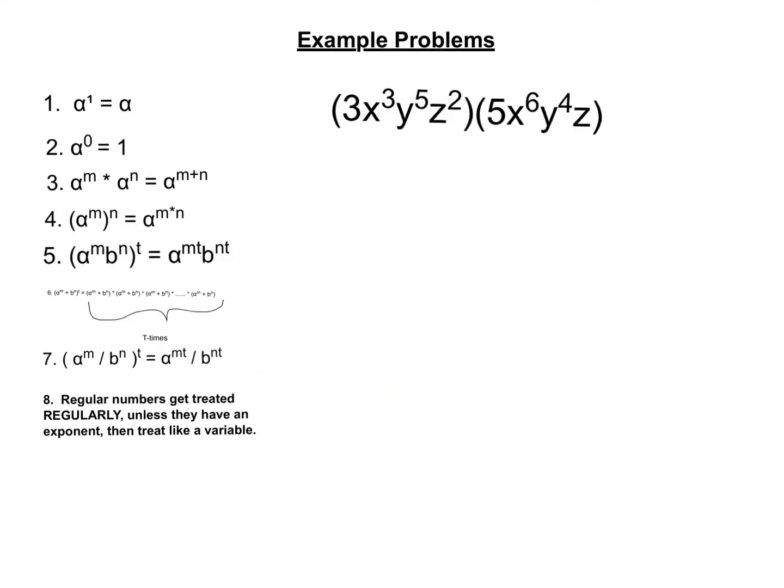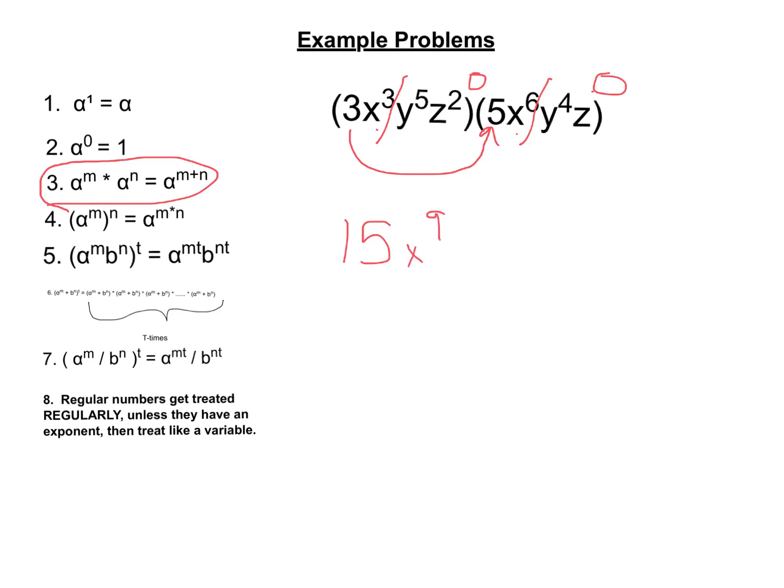Alright, so let's take a look at our first example. Now again, notice I don't have any exponents here on the outside, so I don't have to worry about that. So we're just going to put like things together. Remember, regular numbers get treated regularly. So 3 times 5 is 15. X cubed means I have 3 x's here. X to the sixth means I have 6 x's here. So using rule number 3, I'm going to just add the exponents together. So 3 x's and 6 x's make 9.